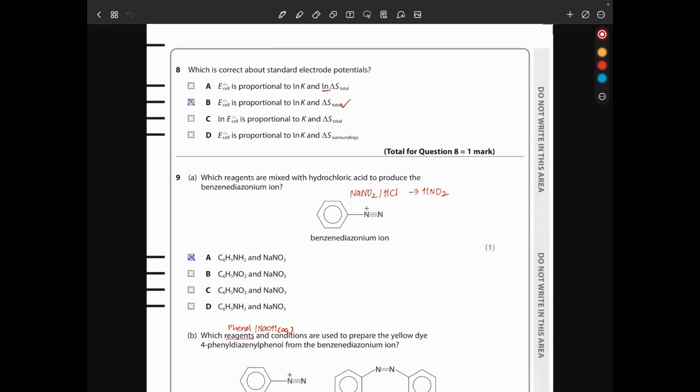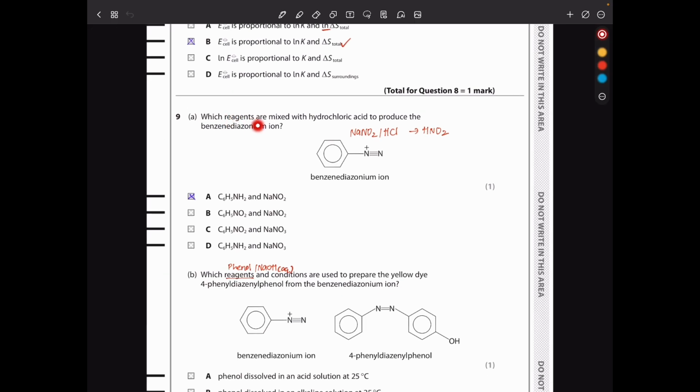In question 8, which is correct about standard electrode potentials? The first part says E theta cell is proportional to natural log of K and natural log of ΔS total. This is wrong. It should be just ΔS total like we see here. So this is correct. E theta for the cell is proportional to natural log of K as well as ΔS total. B should be the answer. Natural log of cell is out, and here when you say proportional to ΔS surroundings, that is also wrong.